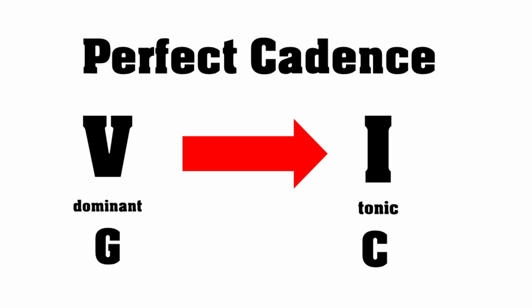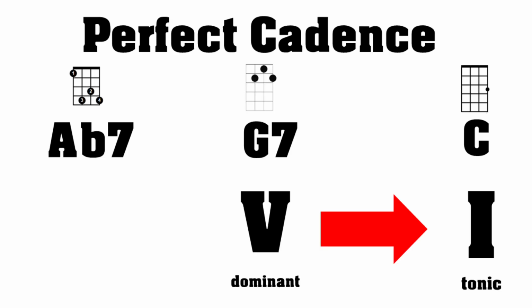You may have noticed that a lot of sections in a song end on a G to C progression, such as this classic George Formby ending, A flat 7, G7, C. This is the perfect cadence in action. If we were to end a song on the A flat 7, for example, the piece would sound awkward and unfinished, but continuing with the G7 and then the C helps the listener feel more at ease with the conclusion.